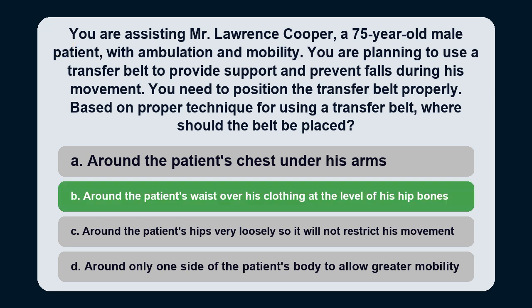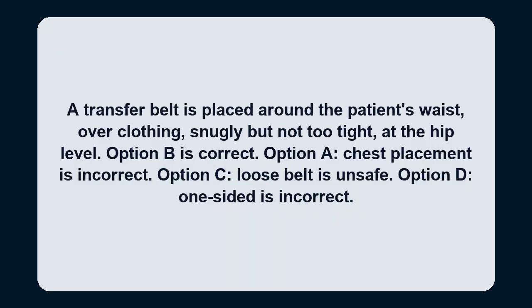The answer is B. A transfer belt is placed around the patient's waist, over clothing, snugly but not too tight, at the hip level. Option B is correct. Option A, chest placement, is incorrect. Option C, loose belt, is unsafe. Option D, one-sided, is incorrect.